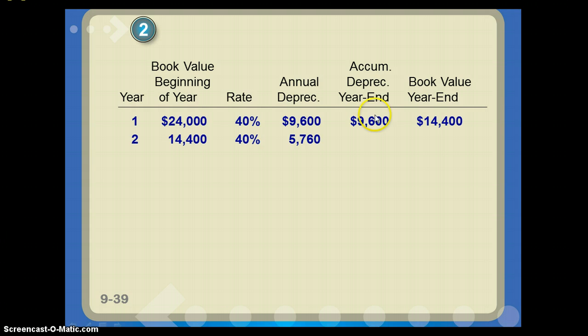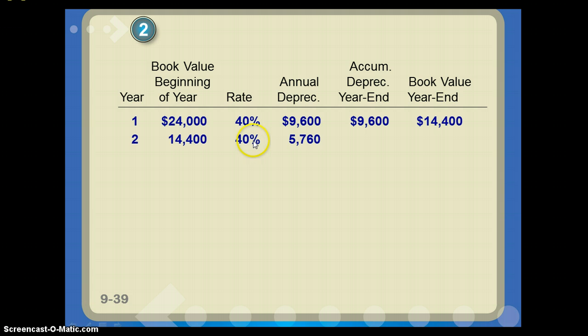So our accumulated depreciation, our total depreciation, is the $9,600 for that 1 year. Our ending book value is $14,400. Where did we get that from? Our beginning of the year value minus how much we depreciated for the year is the end of year value. That end of year value for year one is our beginning year value for year two.